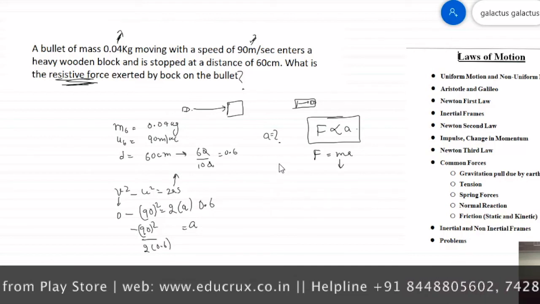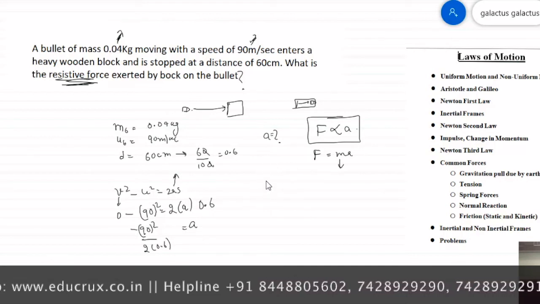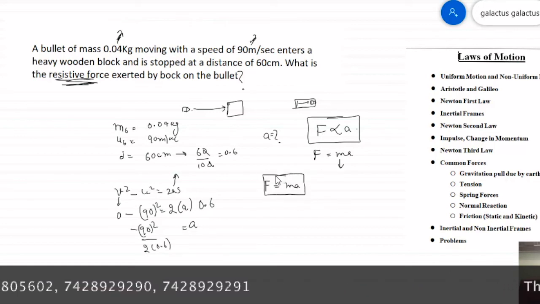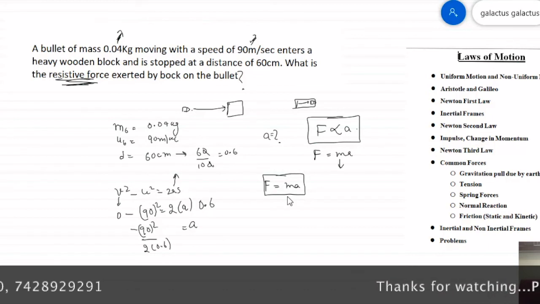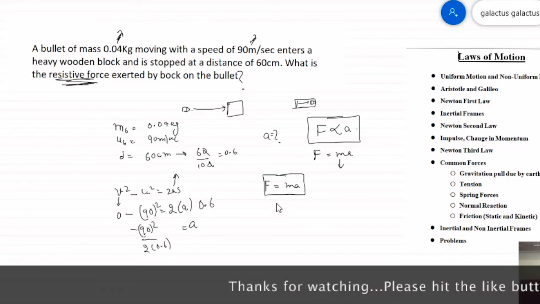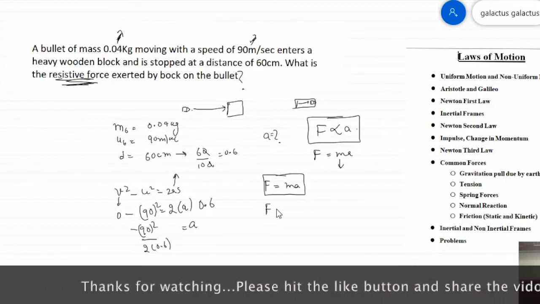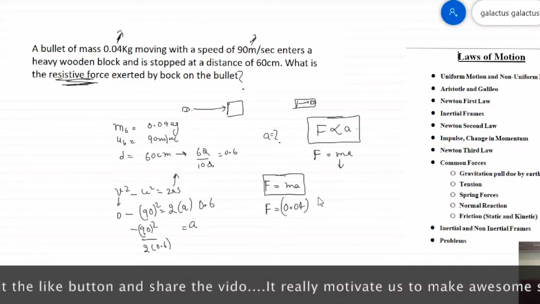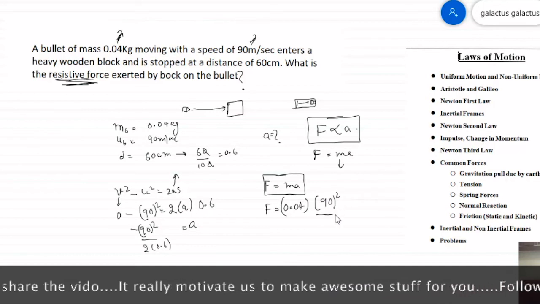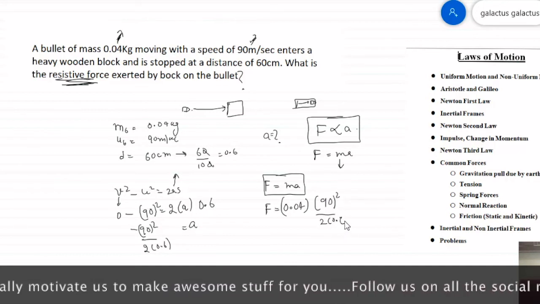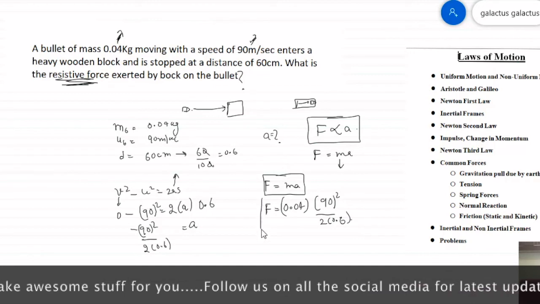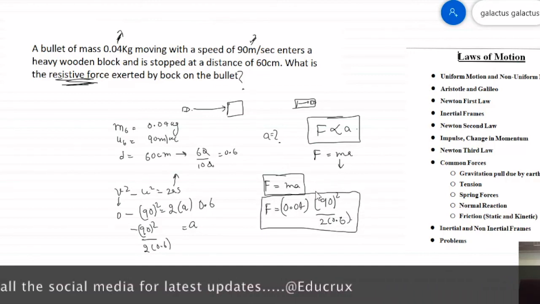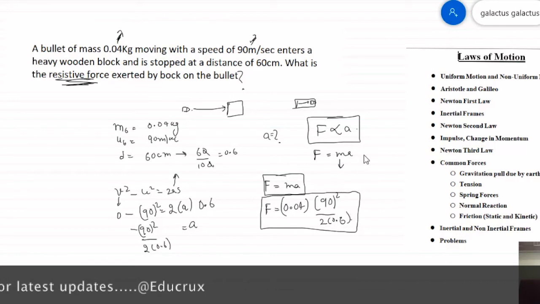And if I now apply F is equal to ma, I can calculate the resistive force that is offered by the block on the bullet which compelled it to come to rest. So F is equal to 0.04 into 90 square upon 2 into 0.6. So this will be the resistive force that was offered by the block to the bullet and which compelled the bullet to come to rest.